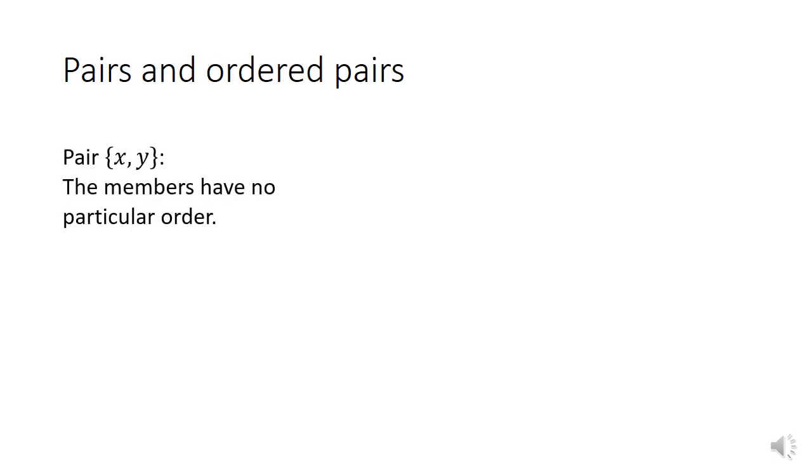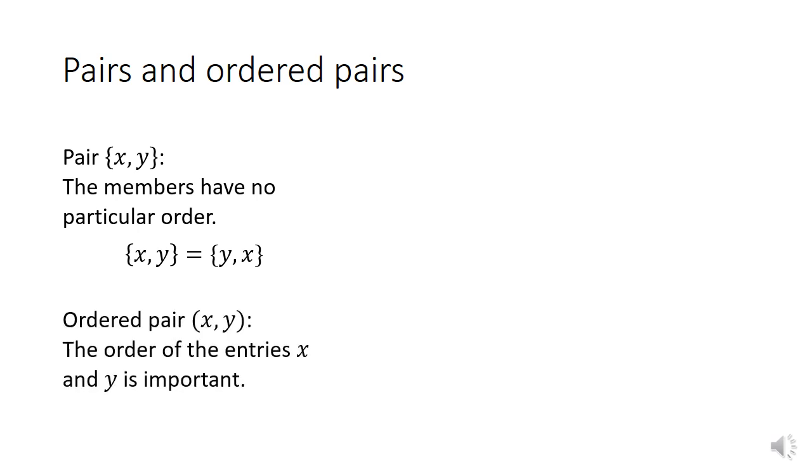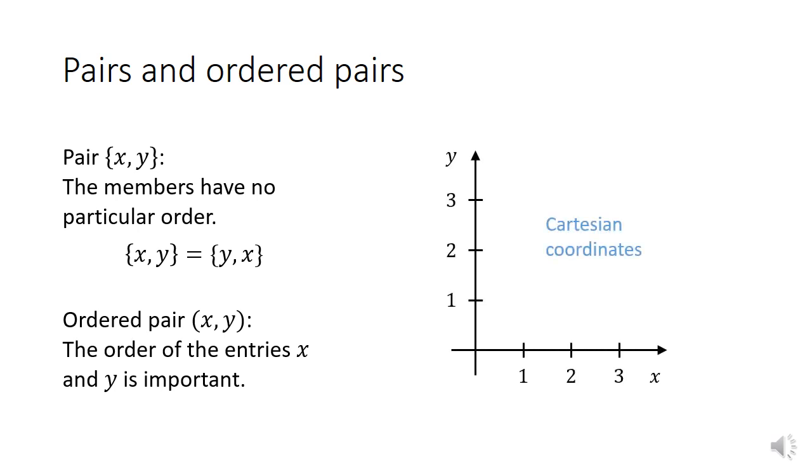The members of a set have no particular order. The pair of x and y and the pair of y and x are the same. Sometimes, however, we need the concept of an ordered pair, where the order of the entries is important. For example, if we want to specify a point in the plane by its Cartesian coordinates, then the order of the coordinates is important. The point with the coordinates 1, 3 and the point with the coordinates 3, 1 are different.